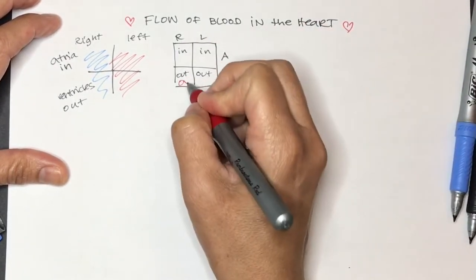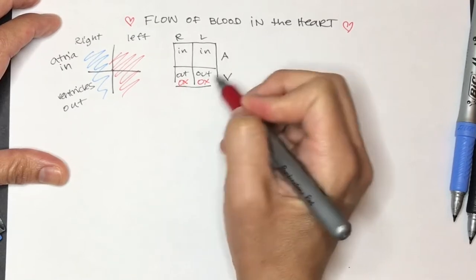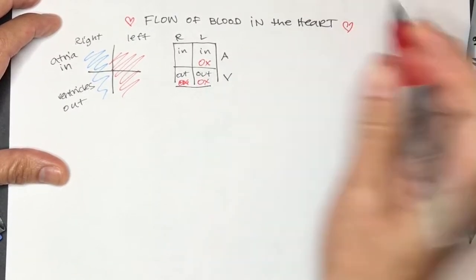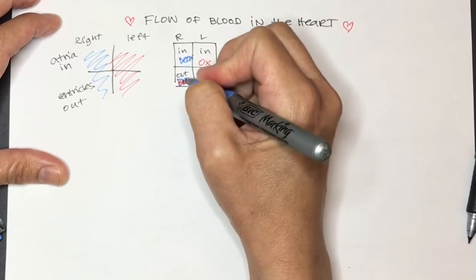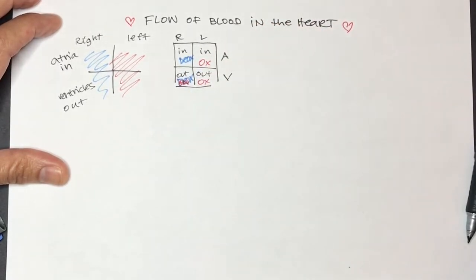We get oxygenated blood on the left side, deoxygenated blood, sorry about that, on the right side.